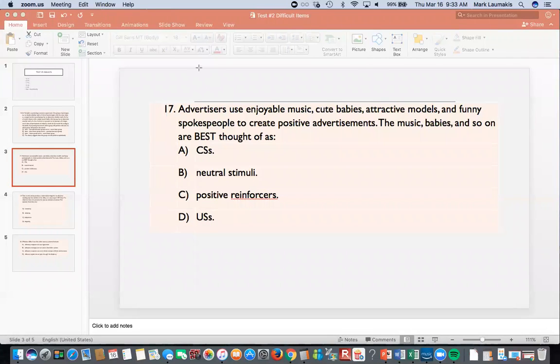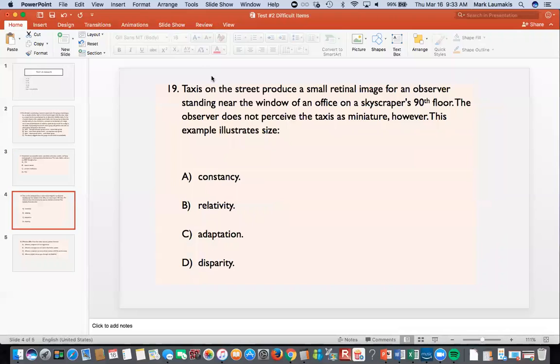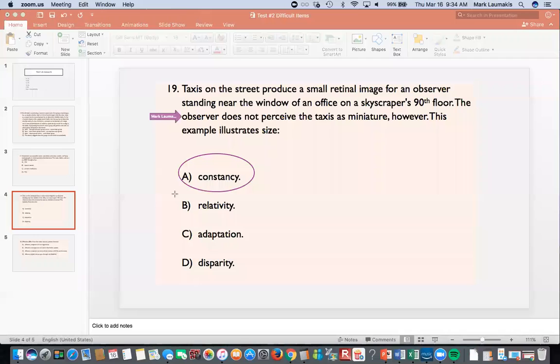All right. What was next? This one, about taxis that get smaller as you go up to the top of the skyscraper. Right? We don't think that they're tiny mini taxis down there. We think they're regular size taxis, but the retinal image has just gotten smaller and smaller. That's size what? Constancy, relativity, adaptation, or disparity. This was in the recording, right? This was a perception. This is size constancy. I thought that would be a relatively easy item, and maybe it caused some problems for people maybe who didn't even watch the perception recording that you guys were going to watch.